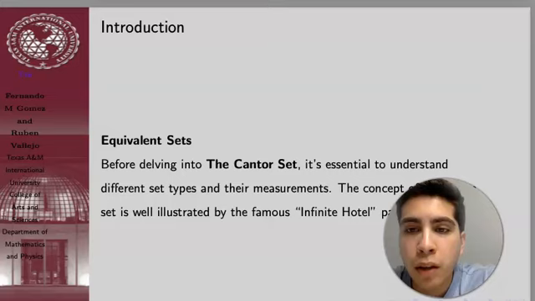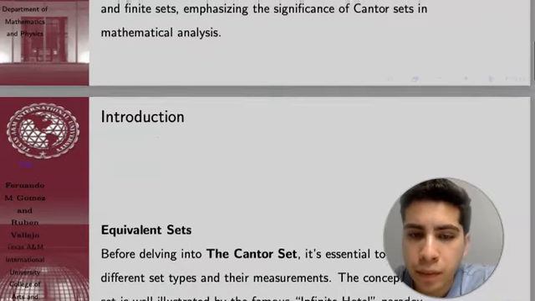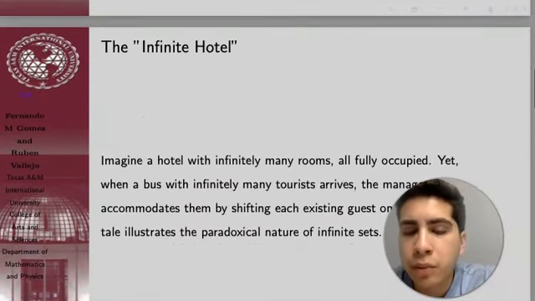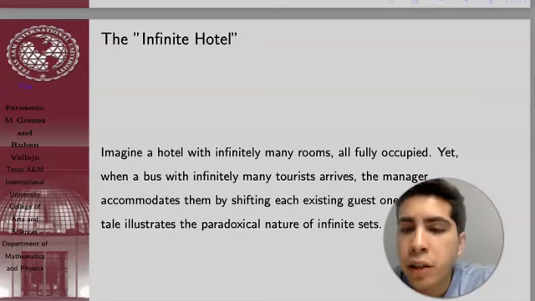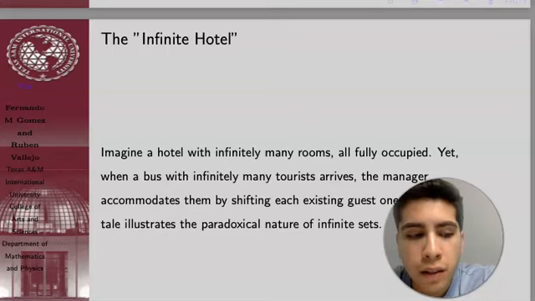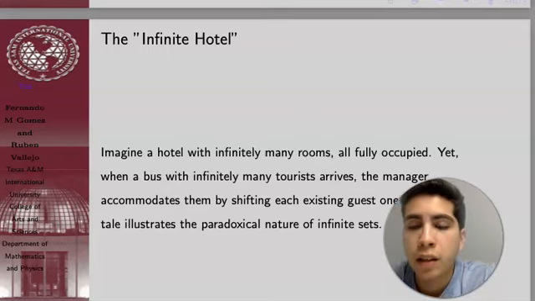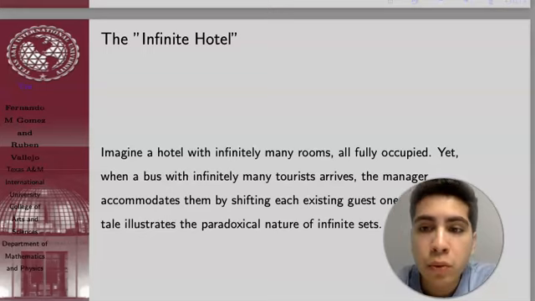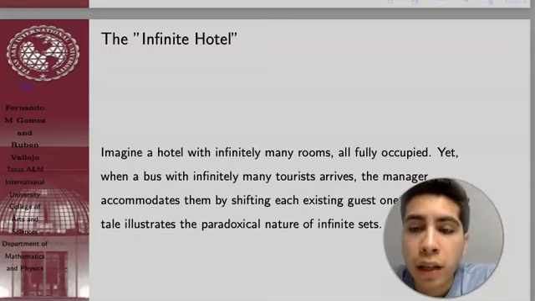For example, there exists a story or parable which is called the Infinite Hotel. What is this Infinite Hotel paradox? What does it talk about? Well, the Infinite Hotel is an imaginary hotel where it has infinitely many rooms, and there is a very expert manager who happens to have very great experience and knowledge in the field.